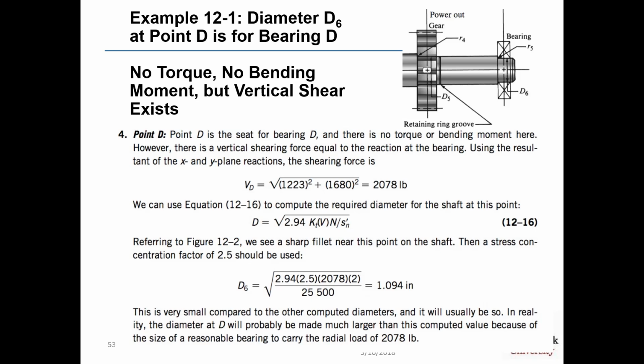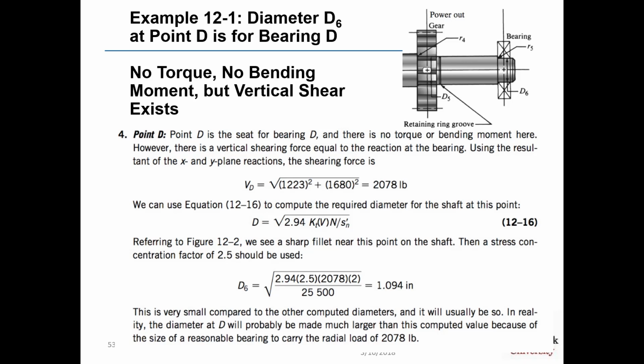Now, diameter D6 at point D is for bearing D, and we don't have any moment or torque at the free end of this shaft. The reason is that the torque exits the shaft at gear C, and therefore there's no torque there by the time you get to the free end diameter D6. And being the free end of a shaft, there's no moment there either.